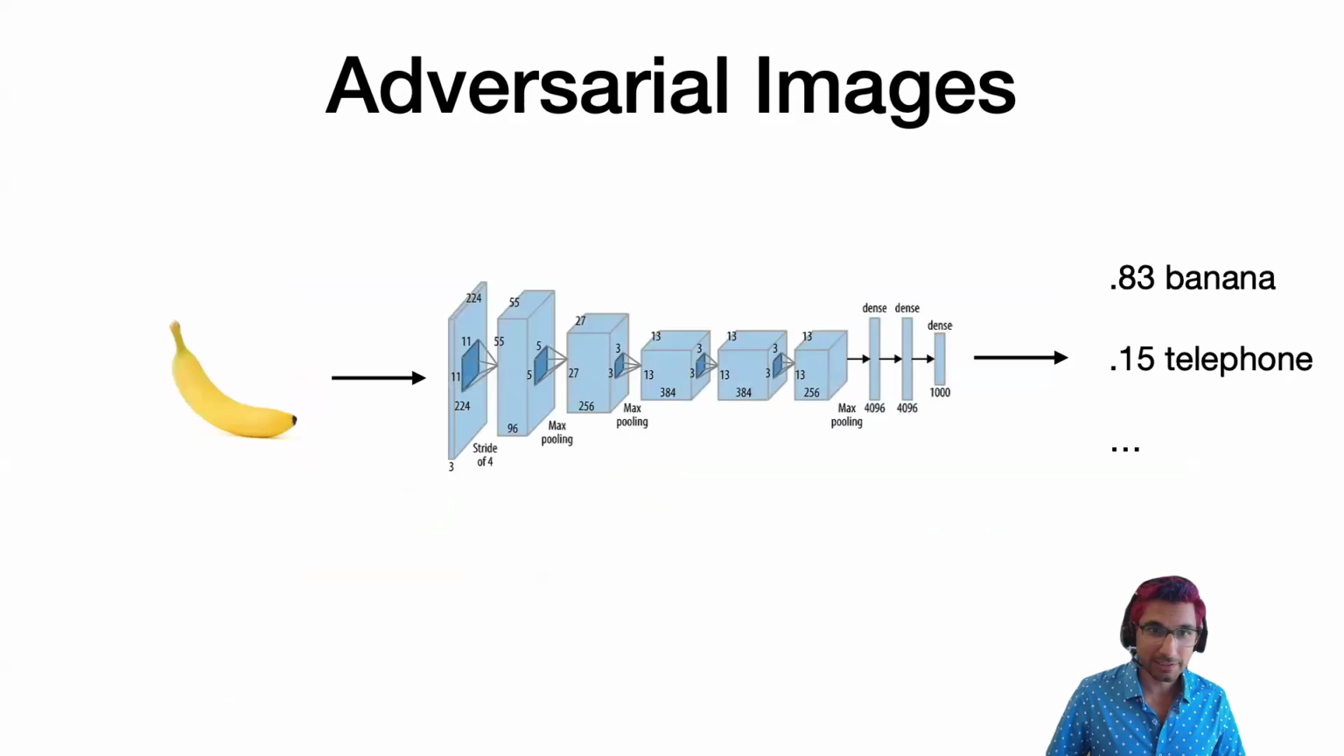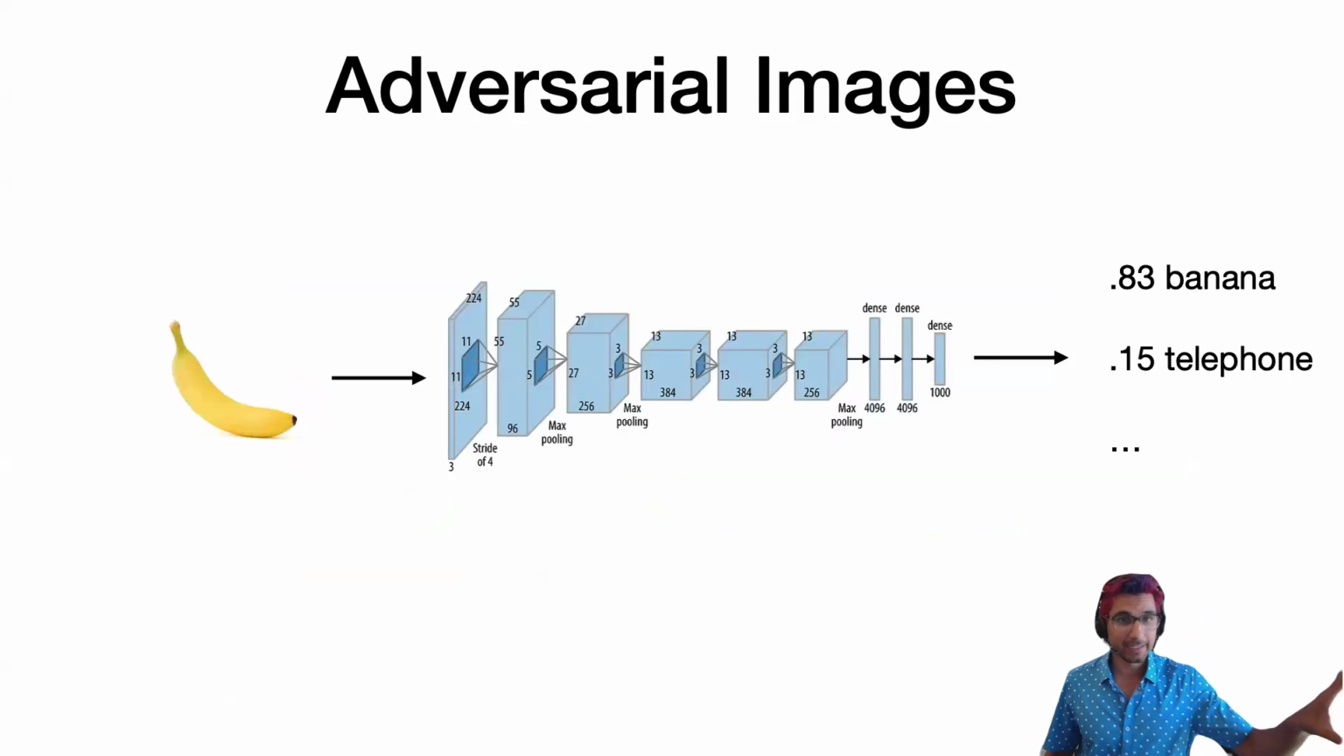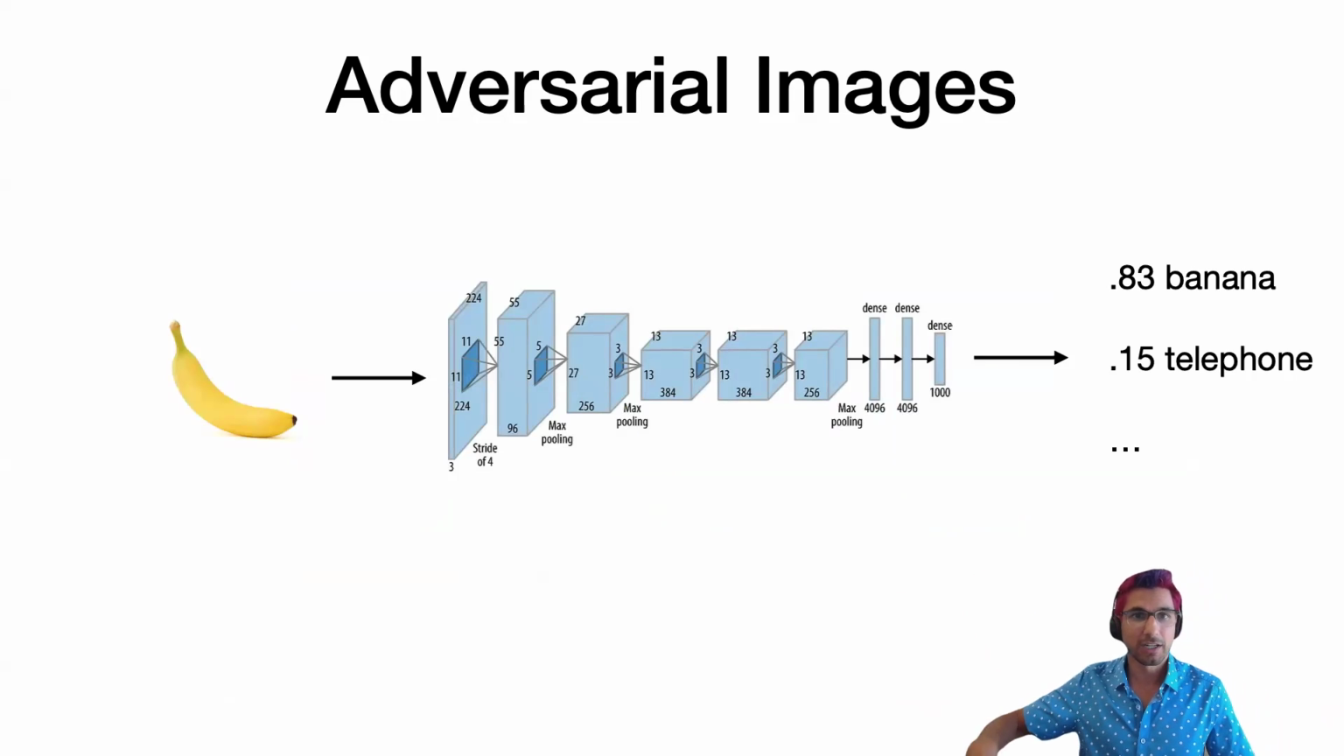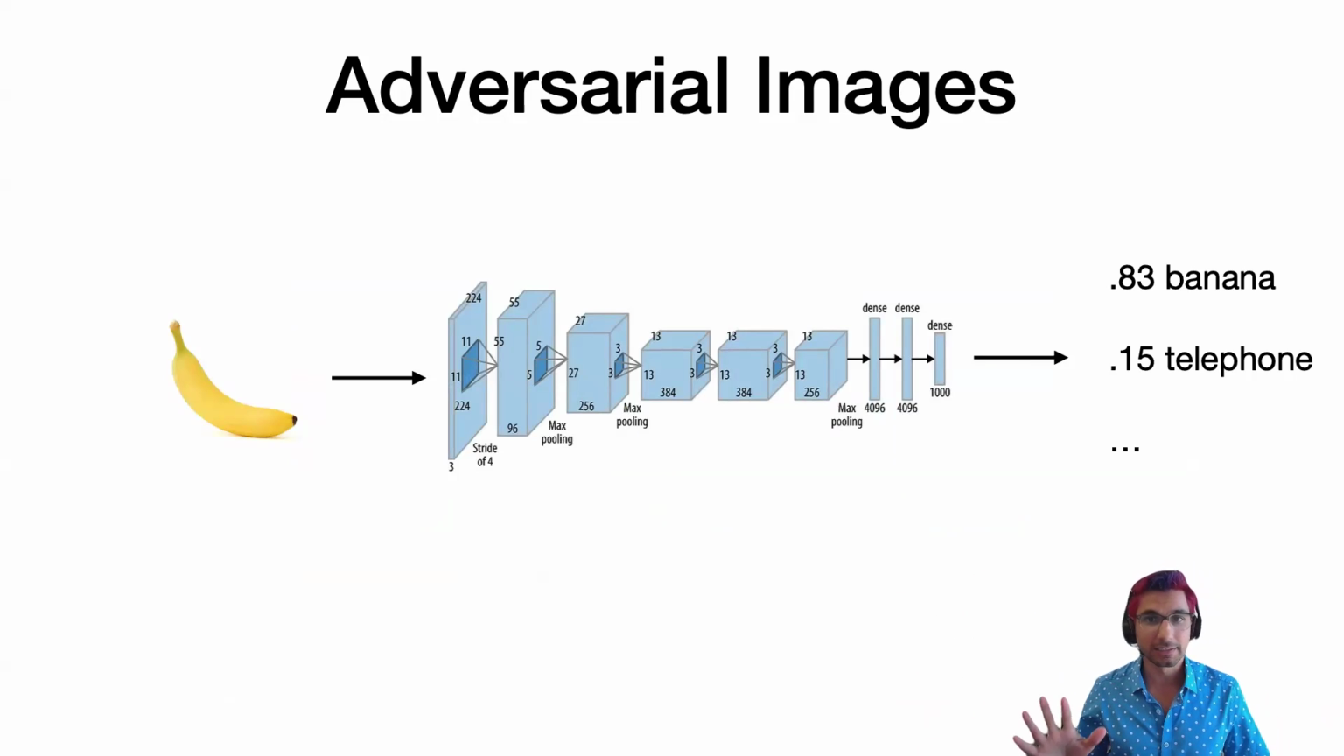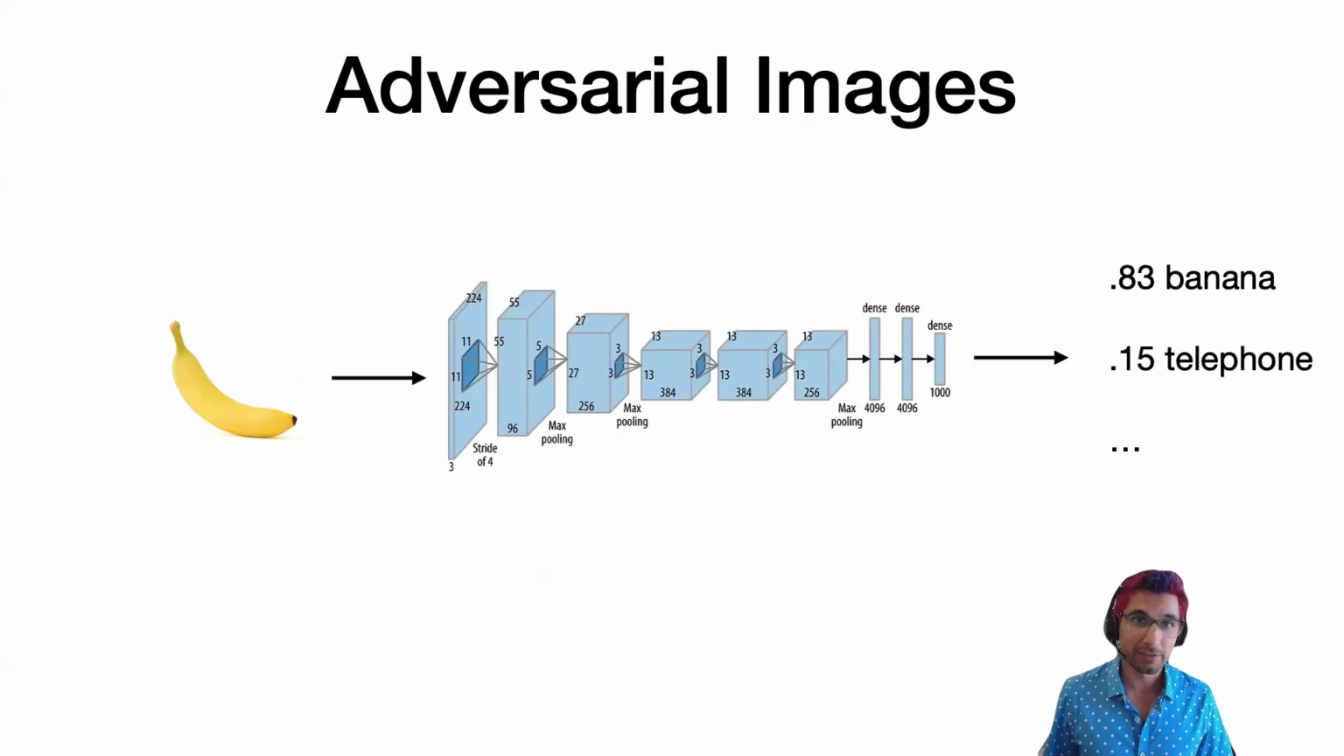And so the way this works is that we first take an image, pass it through the neural net, and see how strongly the various output neurons are activated by this image. And you often want to start by looking for an image that it's fairly confident, but not 100% confident on. So maybe it starts with an image that is 83% confident it's a banana, 15% confident it's a telephone, 2% chance it's something else.